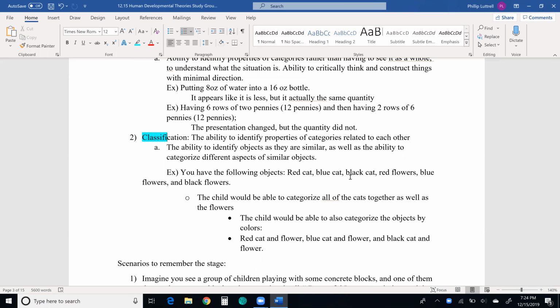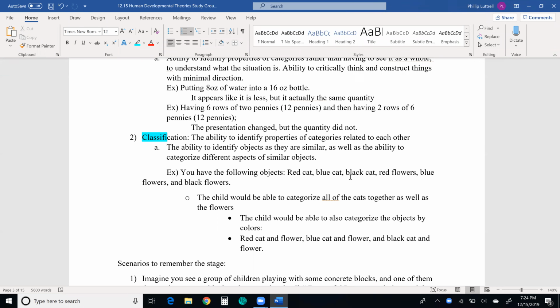So it's the ability to identify objects as they are similar, as well as the ability to categorize the different aspects of similar objects. So picture this. You have a red cat, blue cat, black cat, and you have red flowers, blue flowers, and black flowers. So the child would be able to categorize all the cats together as well as the flowers. So if we were to categorize the cats, you'd put the red cat, blue cat, and black cat together. And then the flowers, you'd separate it out to red flowers, blue flowers, and black flowers.